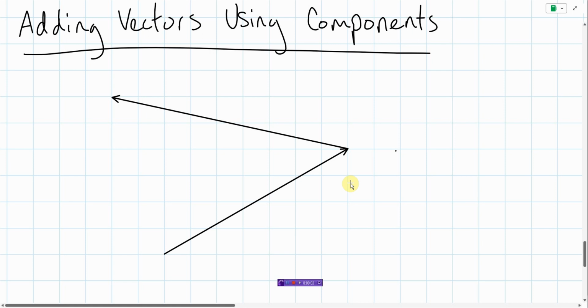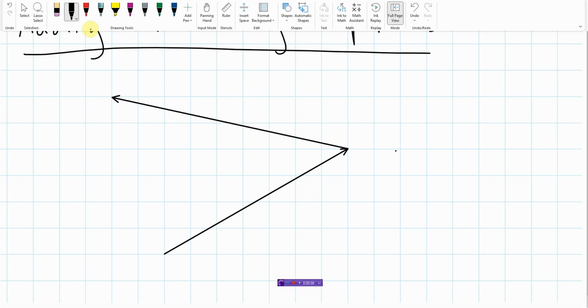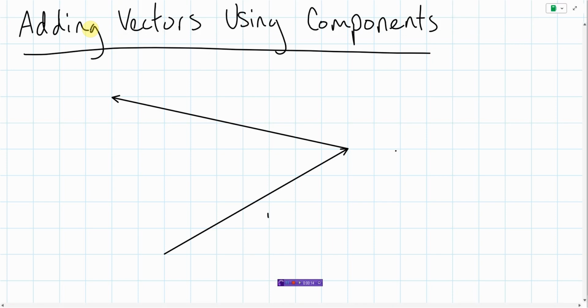Now we're going to add two vectors using their components. So I have a couple of vectors here ready to go that we're going to add together. This gives them names. I used E on the last one, EF. How about F and G, just to give them names. So here's F and G, and I'm trying to find F plus G.